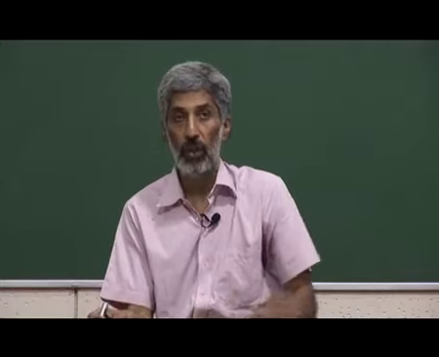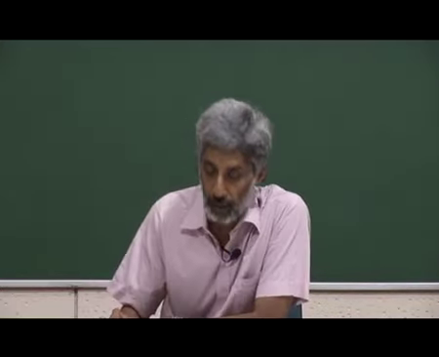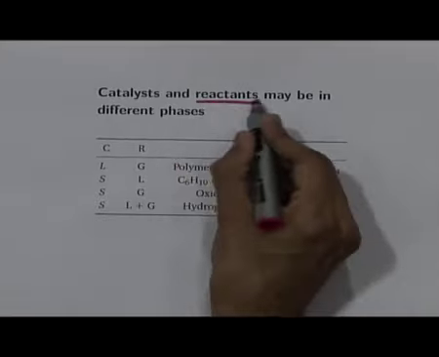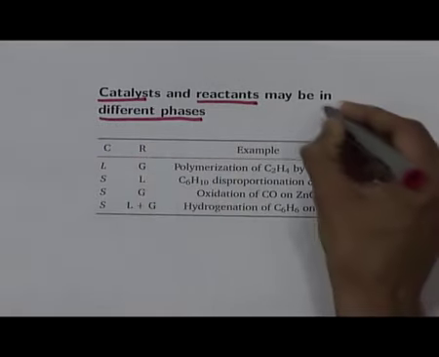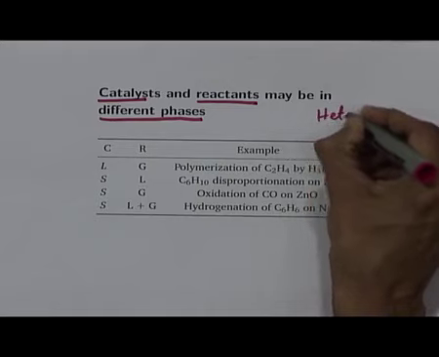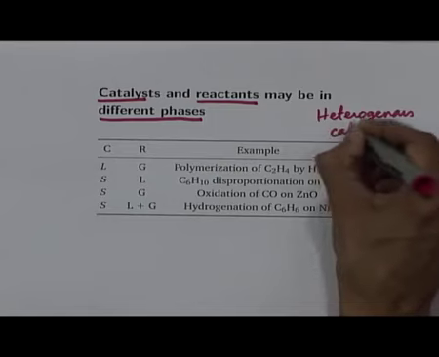So, here we have examples of homogeneous catalysis, and the reason we are interested more in heterogeneous catalysis is because of its applications in industry. So, now we move on and we look at some examples of heterogeneous catalysts, where reactants and catalysts are in different phases, and this we call heterogeneous catalysts.